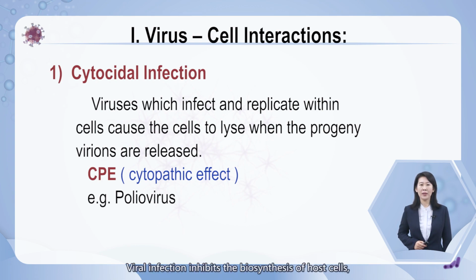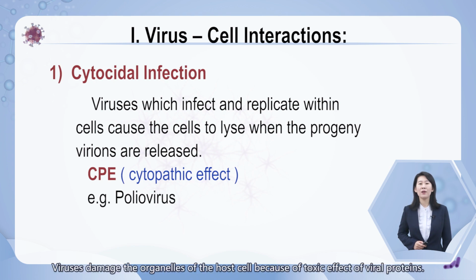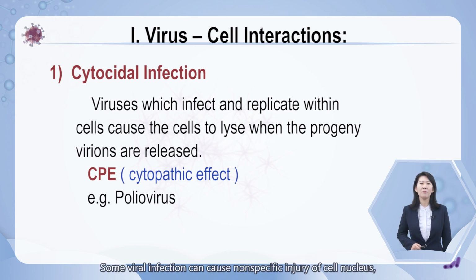Viral infection inhibits the biosynthesis of host cells, or the influence of virus on cell lysosome increases its permeability and eventually leads to cell autolysis. Viruses damage the organelles of the host cell because of the toxic effect of viral proteins. Some virus infections can cause nonspecific injury of cell nucleus, endoplasmic reticulum, mitochondria, and so on.